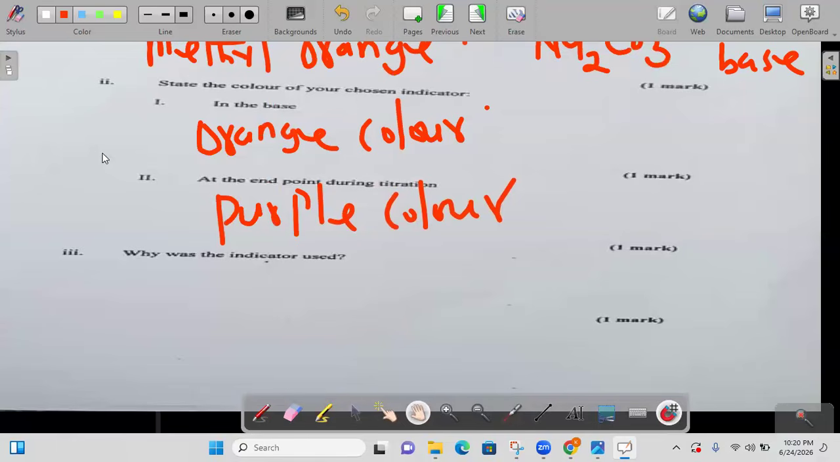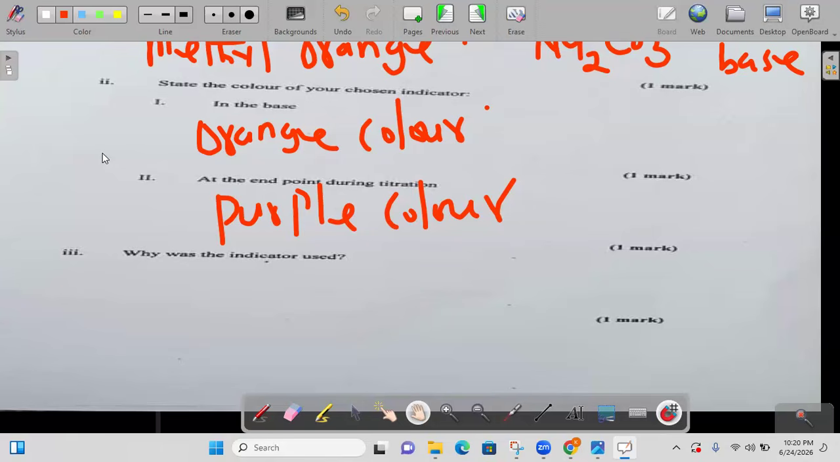Have you done titration before? Yes, sir. When you add methyl orange to base, what color does it give you? An orange color, right? When you titrate and you obtain the neutralization point, the color changes from orange to what? To purple. Is it not? Yes, sir.